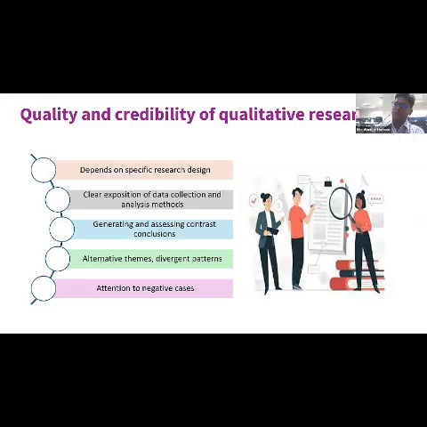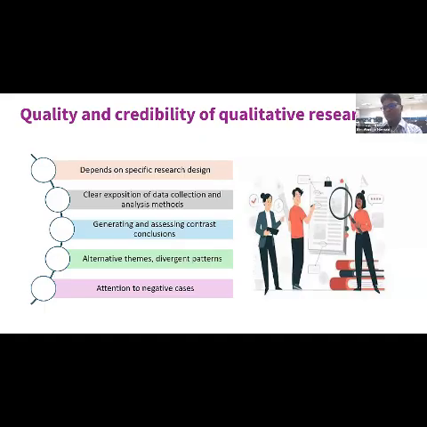It depends on a specific research design, such as a phenomenological study, grounded theory, action research, or ethnographic study. So every research design has a different way to ensure credibility and quality in selecting the participants and getting the data, and to ensure a clear exposition of data collection and analysis methods.